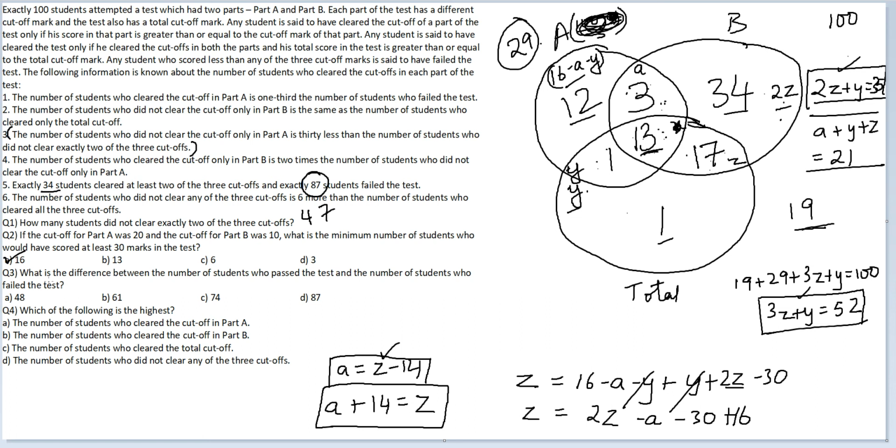Let's look at question 3. What is the difference between the number of students who passed the test and the number of students who failed the test? This is a wonderful question because you did not need to solve all this to reach the answer here. You could have simply looked at this data point in the exam. 87 students failed the test. So 13 passed, 87 failed, so the difference will be 74. You did not need to make this entire Venn diagram to reach your answer here. You could have reached the answer only by reading point number 5.